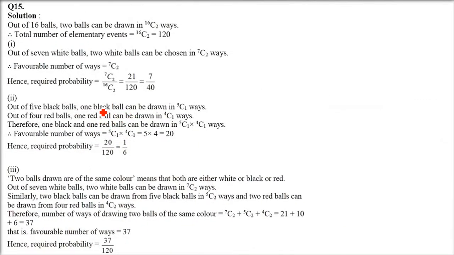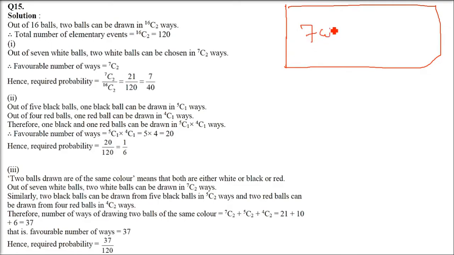Now question number 15. A bag contains 7 white, 5 black and 4 red balls. If 2 balls are drawn at random, find the probability. So same, let us make a box first. In the box we have 7 white, 5 black and 4 red. If 2 balls are drawn at random, first of all you have to take 2. So let us find the denominator.